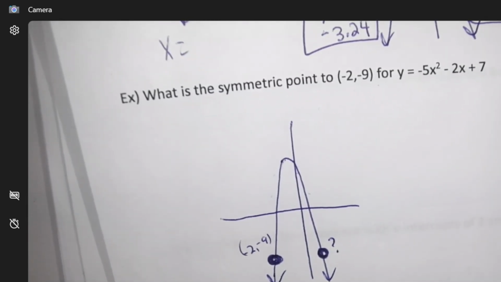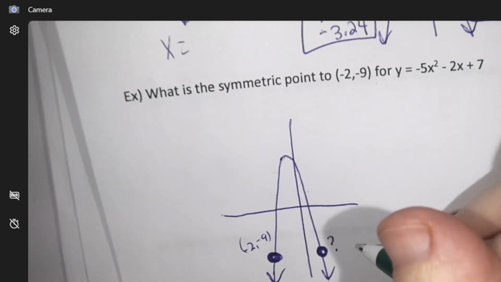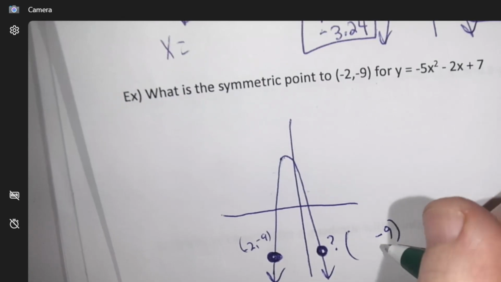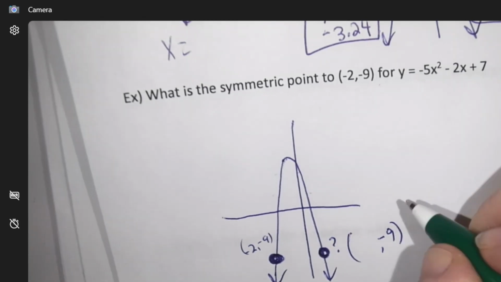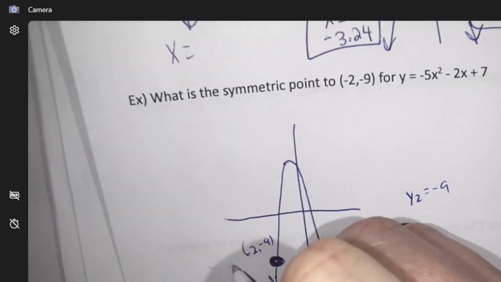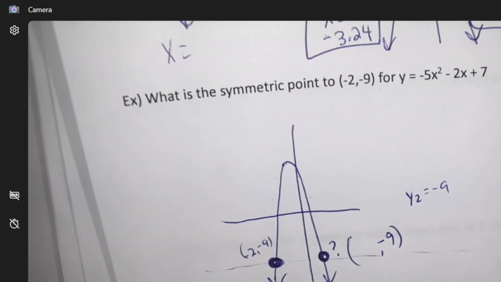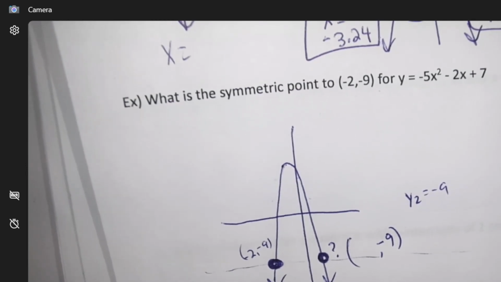Okay, so what do I do to get that coordinate? What do you know about this coordinate for sure already? I know it has a height of -9 already. Do you see why? It's straight across, so it's got the same height. So what's the strategy? Give me a y2, and intersect. Enter, enter, enter.